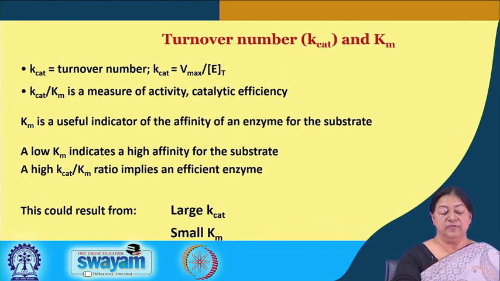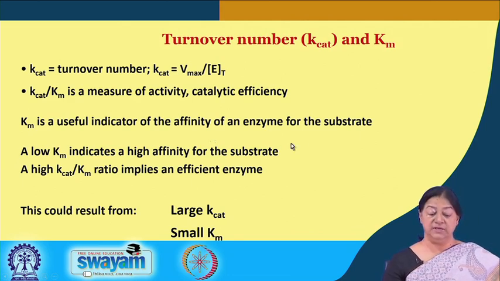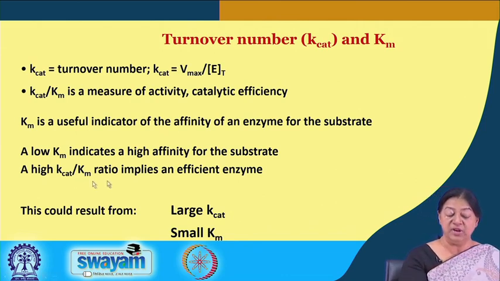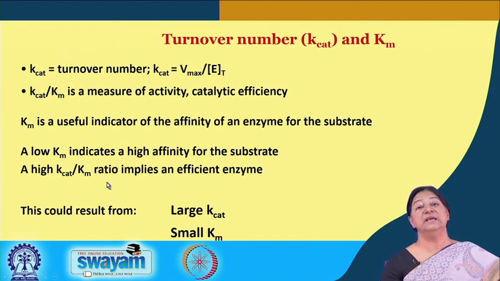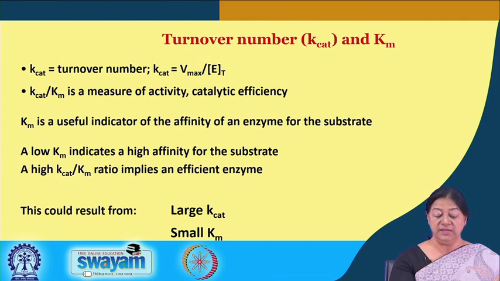So, we have the turnover number, which is defined as Vmax by Et, the total concentration of the enzyme present. The Km value, the Michaelis-Menten constant, is a useful indicator of the affinity of an enzyme for the substrate. If we have a low Km, we have high affinity, and if we have a high Kcat by Km ratio, this implies it is an efficient enzyme. It will work better in terms of having either a large Kcat or a small Km.